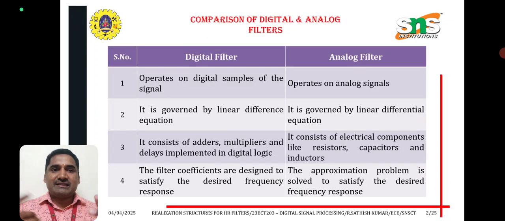First we can see the comparison of digital and analog filter. A digital filter operates on the digital principles of the signal. An analog filter operates on analog signals. A digital filter is governed by a linear difference equation. An analog filter is governed by a linear differential equation. A digital filter consists of adders, multipliers, delays, etc. An analog filter consists of electrical components like resistors, capacitors and inductors, etc.